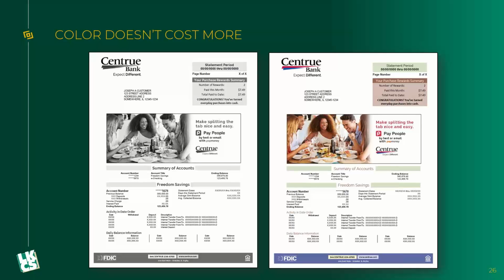And obviously color doesn't cost more, right? So we've talked about how the onserts are going to be presented in color, but we can also incorporate color just into the e-statement display itself. Our e-statement presentation, the actual e-statement itself, is identical in format to the paper statement, but we do have the ability to incorporate that color. So again, just adding a little bit of punch, a little bit of additional value to that e-statement.